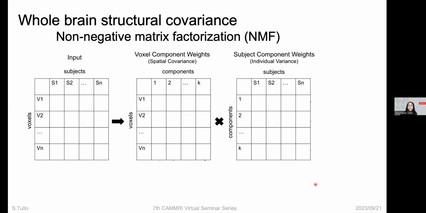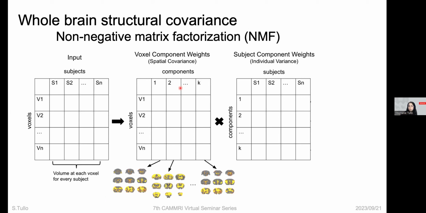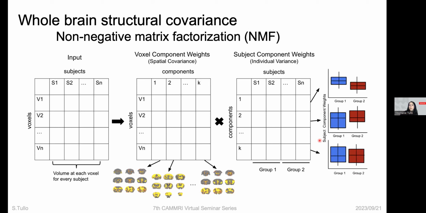The way in which this works is we have an input matrix, which is composed of the volumes at every voxel for every subject. This input matrix gets decomposed into two matrices. The first matrix describes the clusters of voxels that share a covariance, and we can then plot those voxel weights onto the mouse average brain to examine the spatial patterning. The second output matrix describes how each subject loads onto each of these patterns.